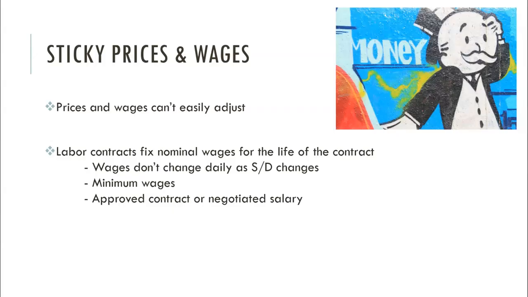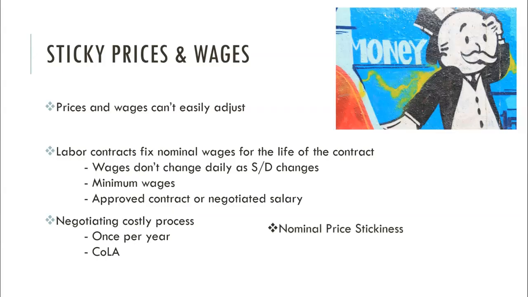They're not things that can easily change, and especially not change downward. The negotiating process is costly. Often it happens once per year. Or there are COLA raises, which COLA means cost of living adjustment. That's often tied to inflation. So there's a requirement for some employers to actually pay you more money every year because of inflation.